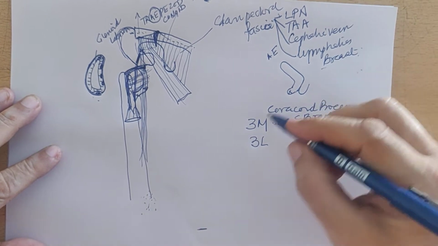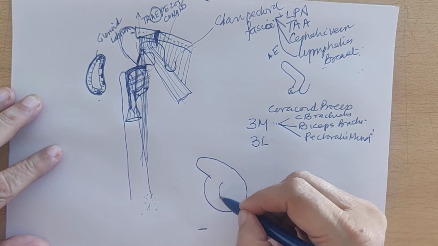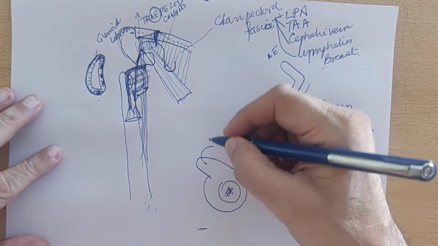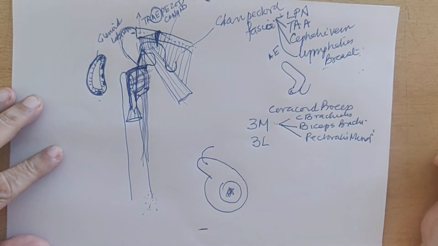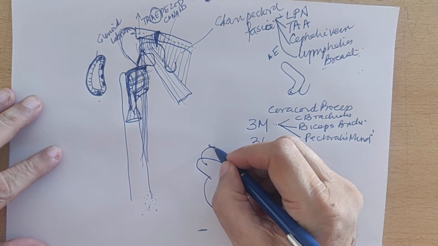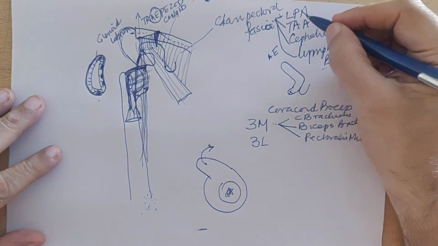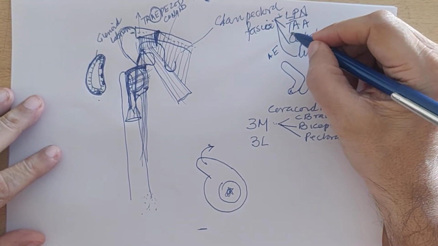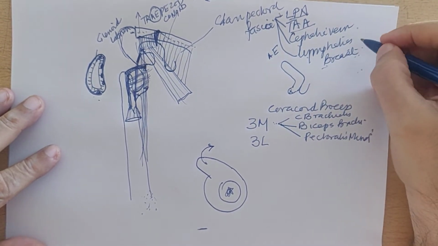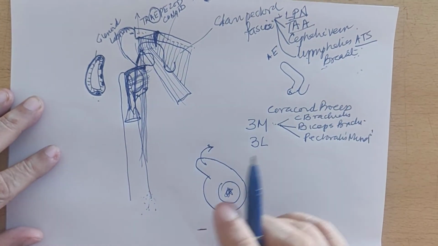The breast, if this is the breast, has got an axillary tail of Spence. This is the axillary tail of Spence. So lymphatics from the axillary tail of Spence pierce the clavipectoral fascia and go into the axillary lymph nodes. So this is the route of spread of carcinoma breast. So the lateral pectoral nerve, thoracoacromial artery, cephalic vein and lymphatics from the breast, from the axillary tail of Spence, pierce the clavipectoral fascia.